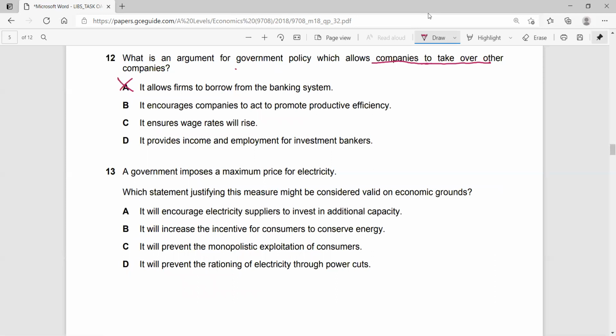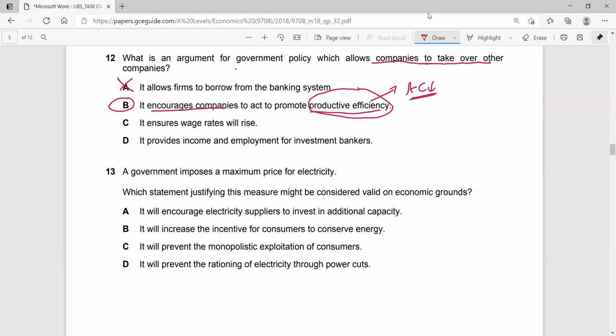It encourages companies to act to promote productive efficiency. But this could be it, and I think it is it actually. Let's look at the other options, because if there's a policy as per which other companies can just acquire your company, if your shareholder price drops or if you're just not making a profit, that is a big incentive to become productively efficient, which means producing at minimum average cost. So trying to drop your average cost, trying to cut costs and become as efficient as possible, because the fear of other companies that might take over your firm would exist. So there's not going to be any slack or complacency. So that's a good argument to make in favor of this policy, which is that it could encourage companies to really act very efficiently.